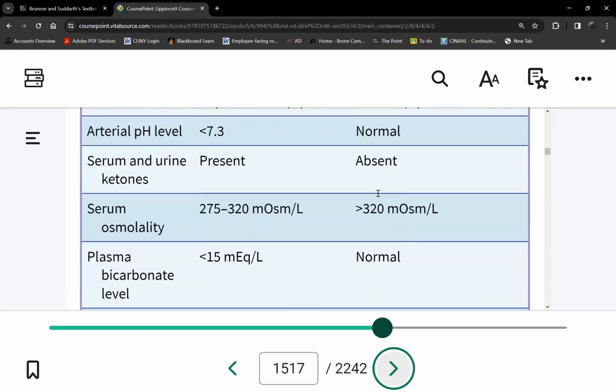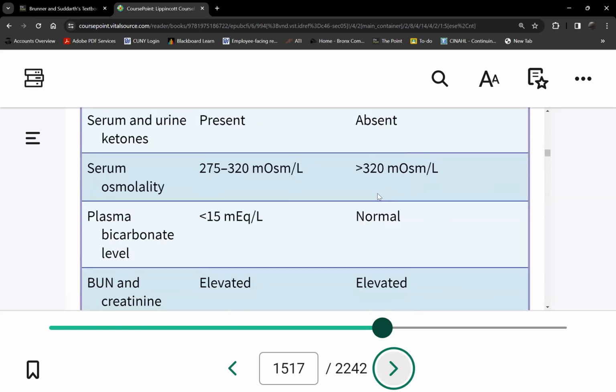What's for next week is dialysis, CKD, and a little bit of AKI until HHS. Quiz. CKD.